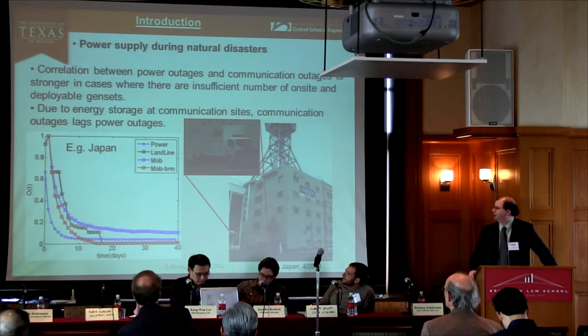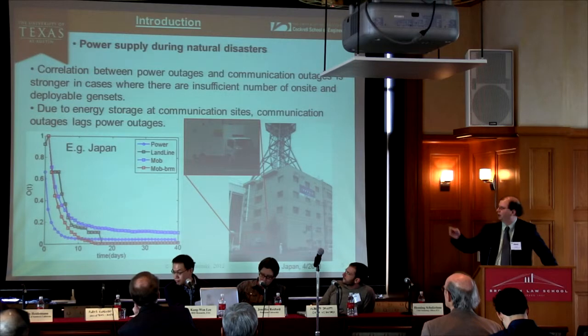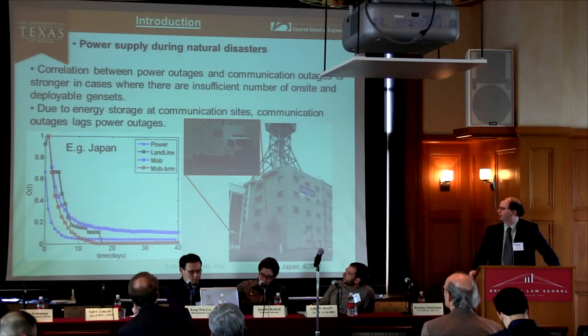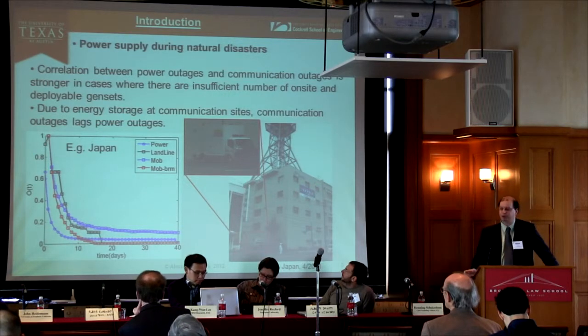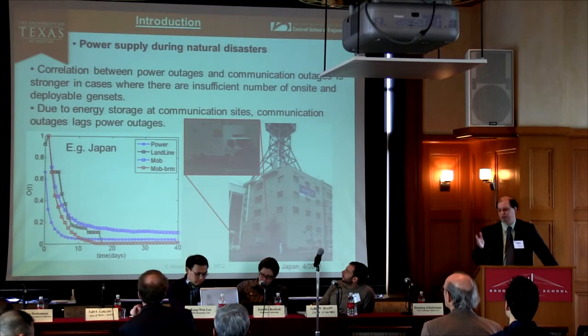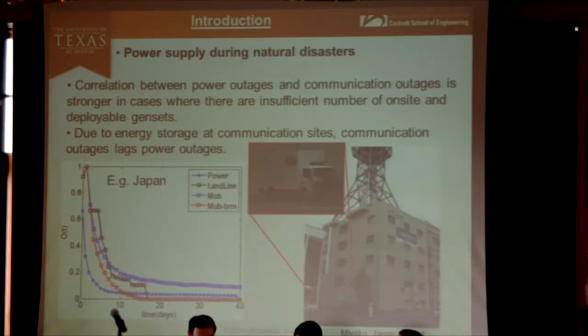In Japan, for example, the graph on the left shows power outages compared with communications outages. You typically see this in all disasters: power outages occur first, and then communications outages follow with a delay because of the energy storage that you typically have in most communication sites.